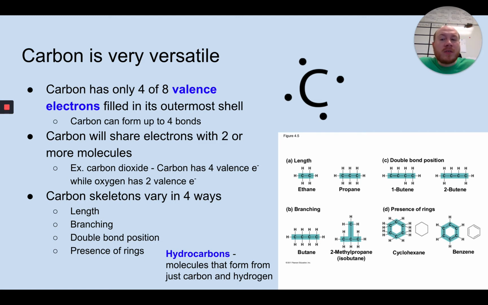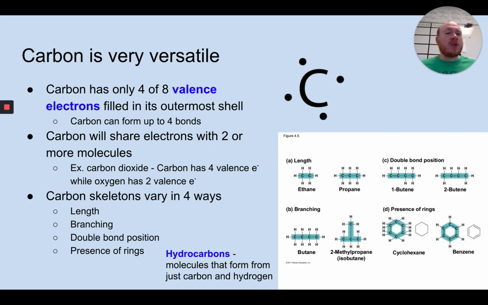Carbon skeletons can vary in 4 different ways. When we talk about carbon skeletons, we're talking about carbons that are bonded to other carbons with other things bonded around them. They can vary in length from 1 carbon, which might be something like methane, to 2, which would be like ethane, and so on and so forth. And they can get really long.